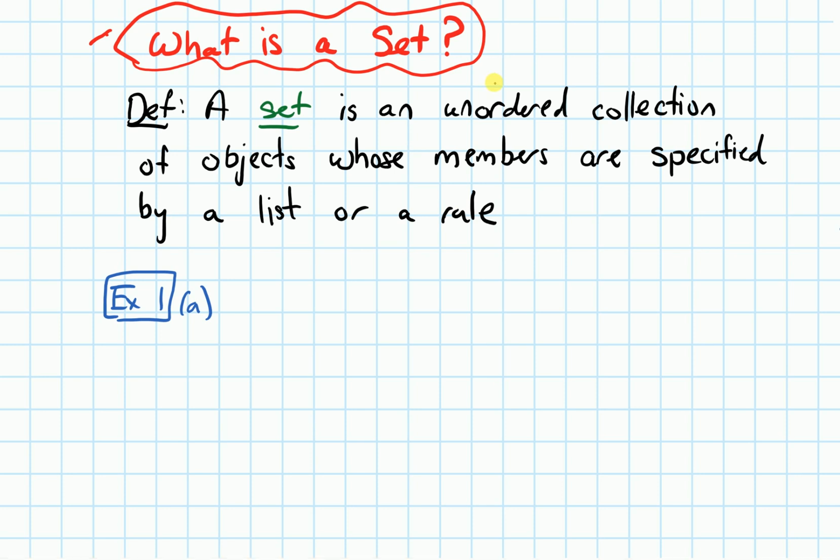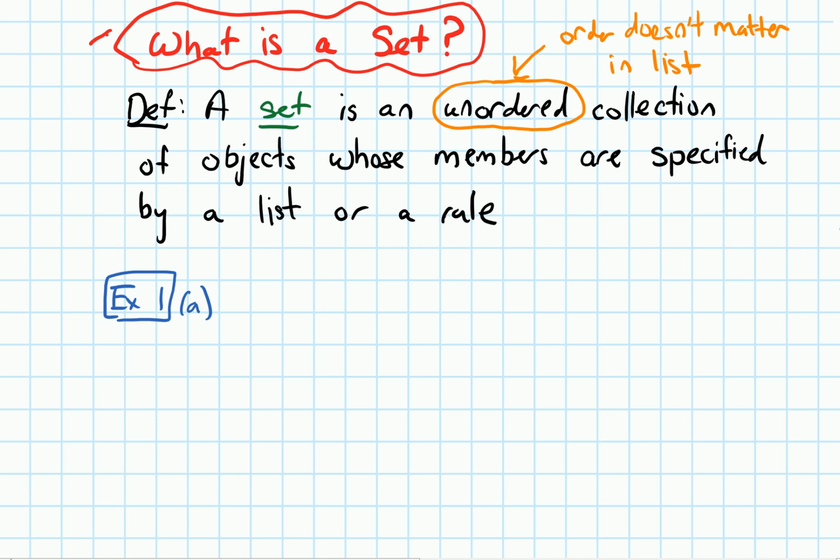But I want to briefly talk about this word unordered. So when it says it's an unordered collection of objects, that means that the order doesn't matter. If we were to list the elements, the order doesn't matter in the list. So let's look at an example.